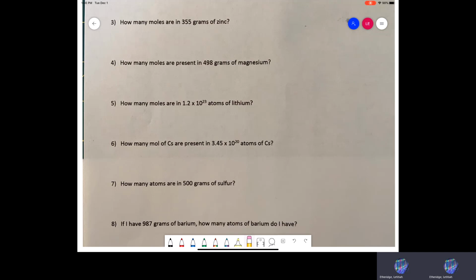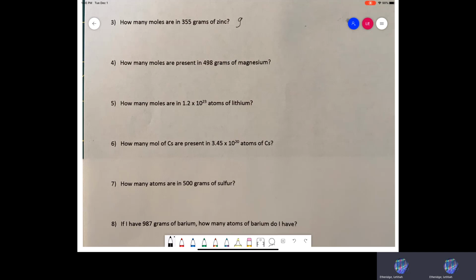Guys, so this is the second question that I am going to be doing on your worksheet. It is actually labeled as question 3 on your worksheet, and the question is, how many moles are in 355 grams of zinc? Okay, so remember, as always, we are going to build that roadmap. I build it every single time.